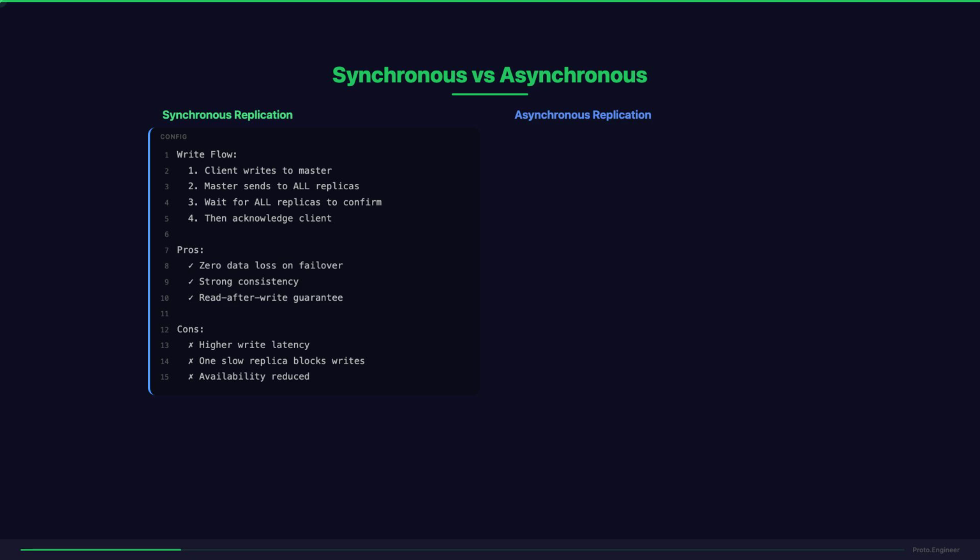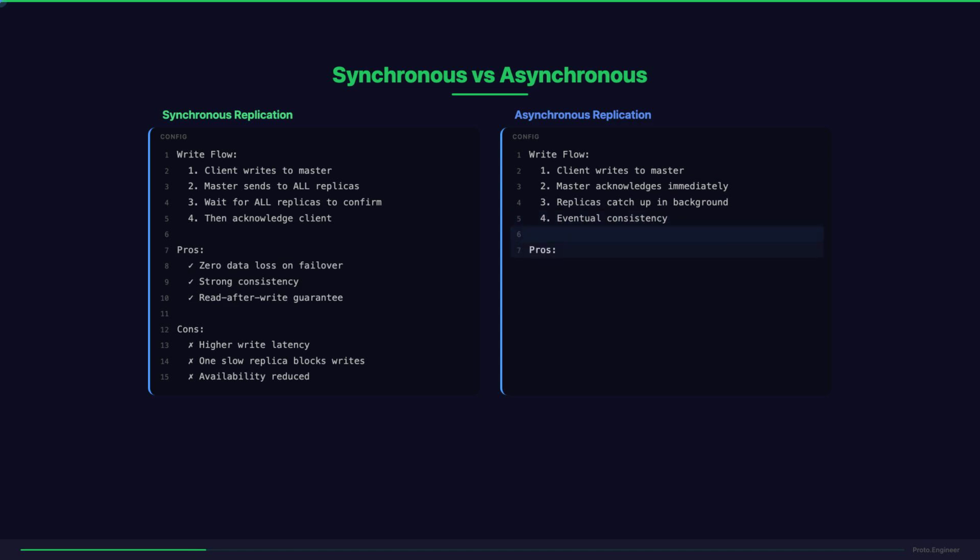The advantage is 0 data loss on failover. Every replica has every write. You get strong consistency and read after write guarantees. The disadvantage is higher write latency. Every write waits for the slowest replica. If one replica is slow or down, all writes are blocked.